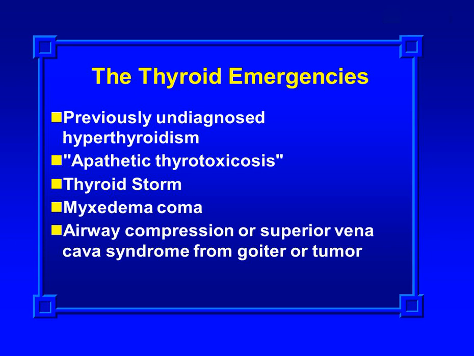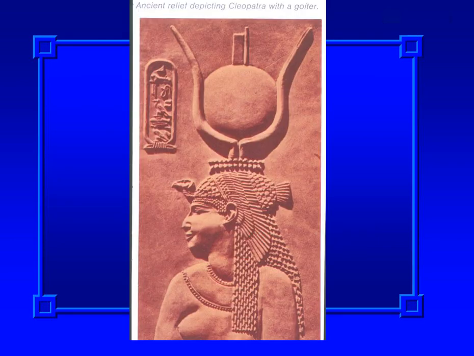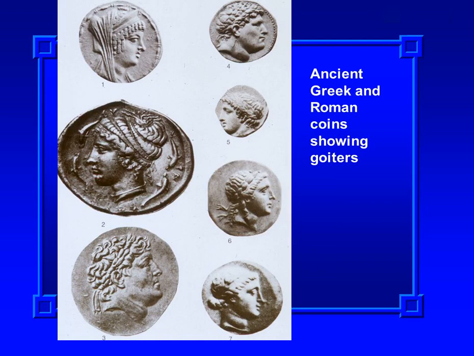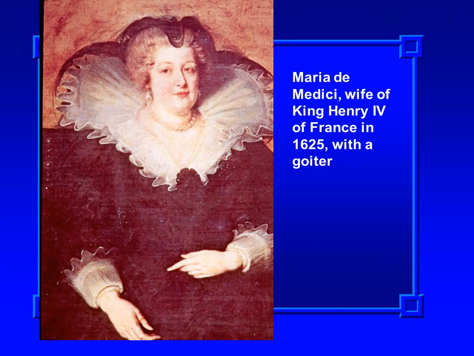Previously undiagnosed hyperthyroidism. Apathetic thyrotoxicosis. Thyroid storm. Myxedema coma. Airway compression or superior vena cava syndrome from goiter or tumor. Ancient Greek and Roman coins showing goiters. Maria de' Medici, wife of King Henry IV of France in 1625, with a goiter.